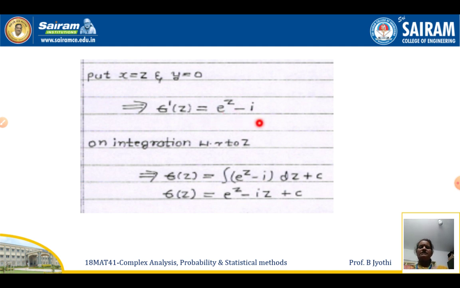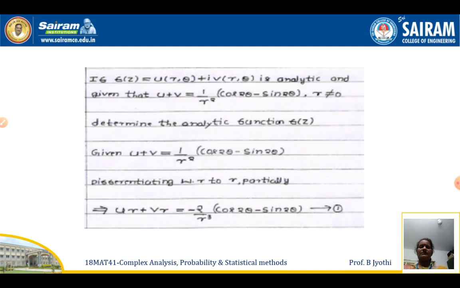On integration with respect to z, f(z) is the integral of (e^z minus i) dz plus c. So f(z) is e^z minus iz plus the constant.